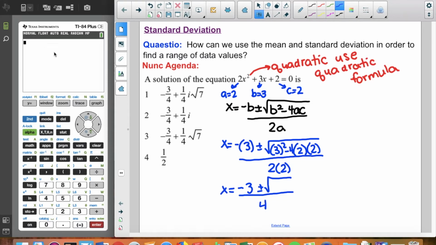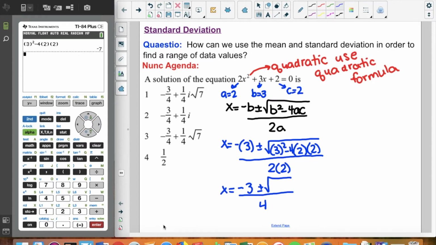And now let's use our calculator to get what number goes underneath that radical symbol. So we have parentheses 3 squared minus 4 parentheses 2 parentheses 2. Notice I didn't type the radical in. You're not supposed to. And we get negative 7. So negative 7 goes under here. Now, we have a negative under the radical. Whenever you have a negative under the radical, that tells you that you have an imaginary number. So we do need to simplify this radical negative 7.